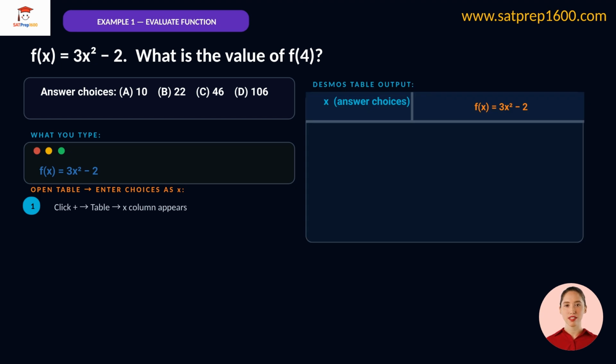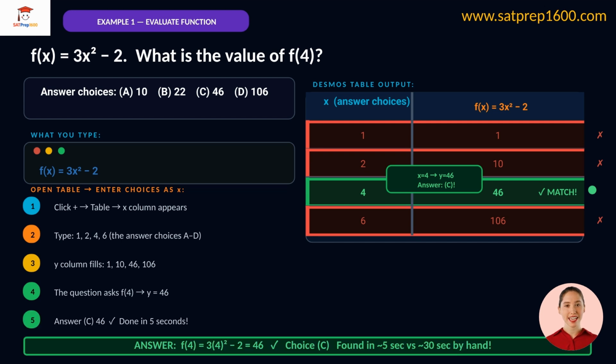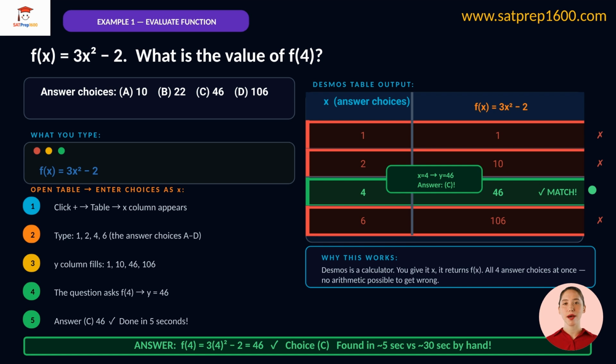Now here's the move. Type 1, 2, 4, and 6 into the x column. Desmos instantly fills the y column: 1, 10, 46, 106. The question asked for f of 4, so we look at x equals 4, y equals 46. Answer C. 5 seconds, no arithmetic, no chance of error. That's the power of the table.